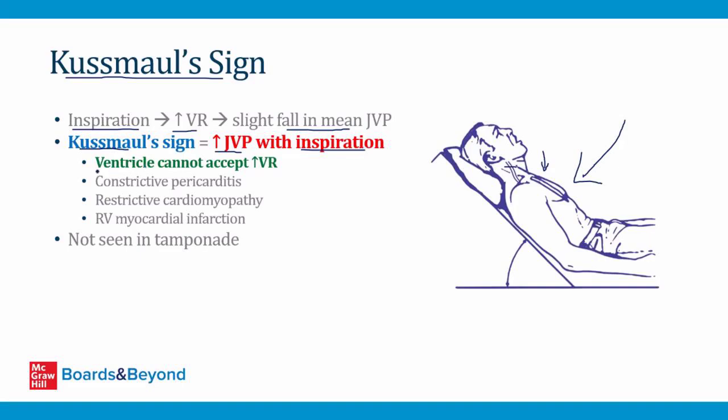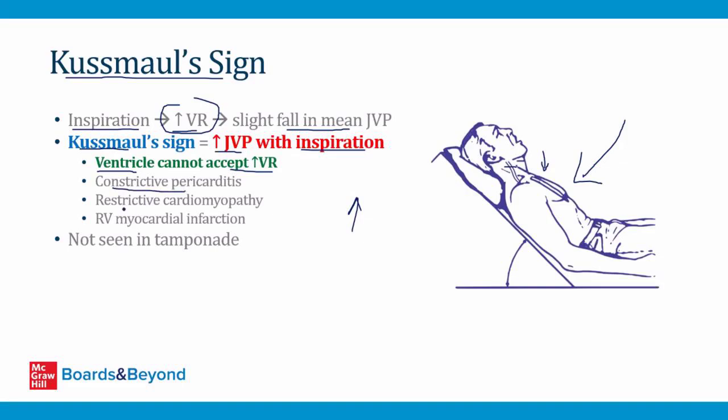And this occurs anytime the right ventricle cannot accept the increase in venous return that occurs with inspiration. So instead of more blood going into the right ventricle, that blood goes into the right atrium and the pressure shoots up when the patient inspires a breath of air. You can see this in constrictive pericarditis.